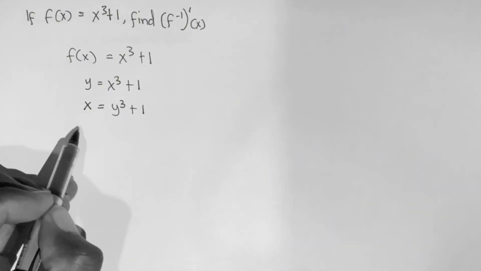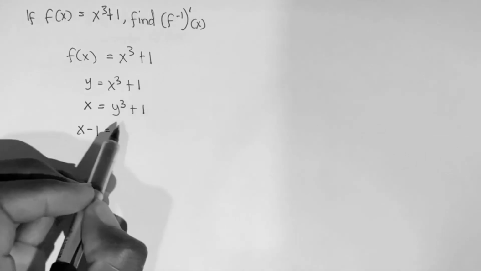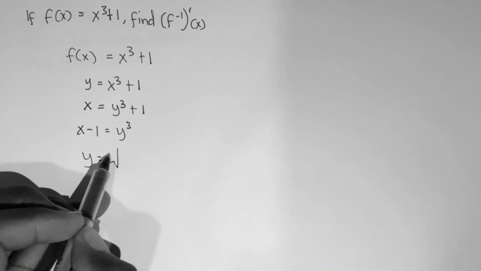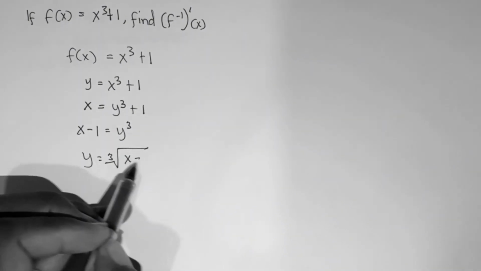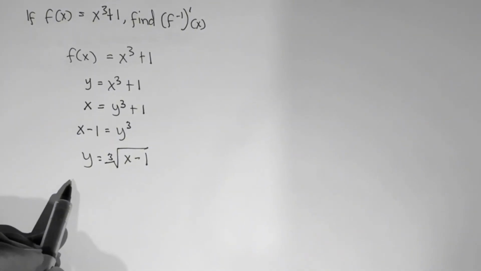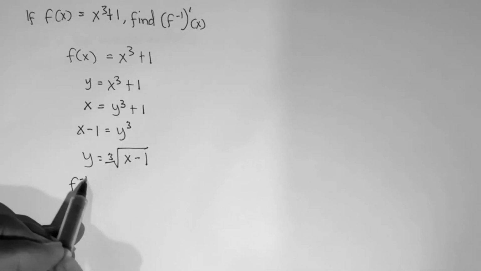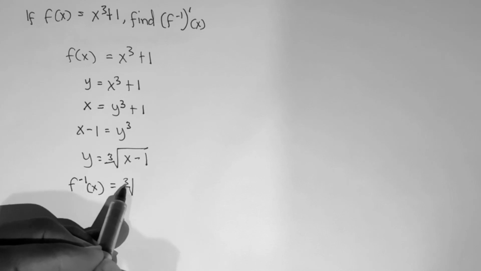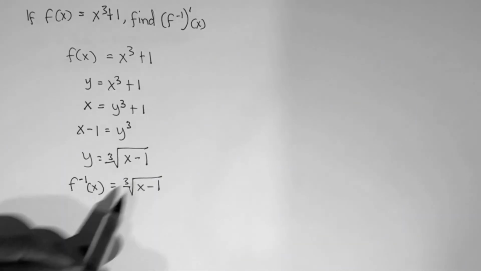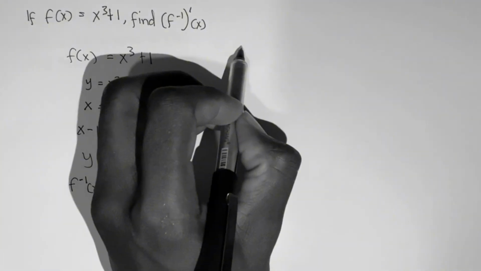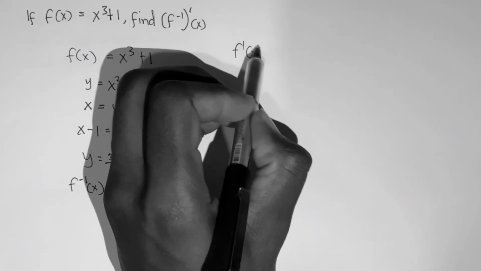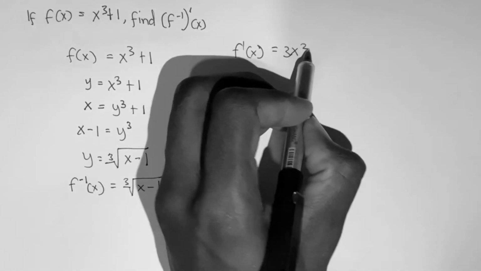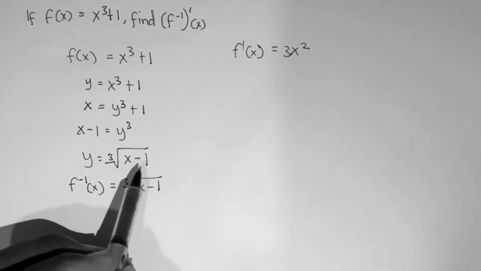So we can bring 1 here. It becomes x minus 1 equals y cubed. So y is equal to the cube root of x minus 1. So this means that f inverse of x is equal to cube root of x minus 1. Now let's find f prime of x. That is equal to, if you differentiate x cubed, you get 3x squared. Then if you differentiate 1, it is 0.